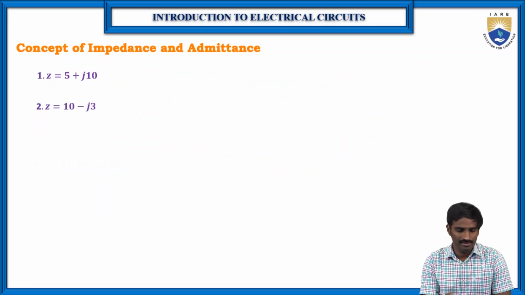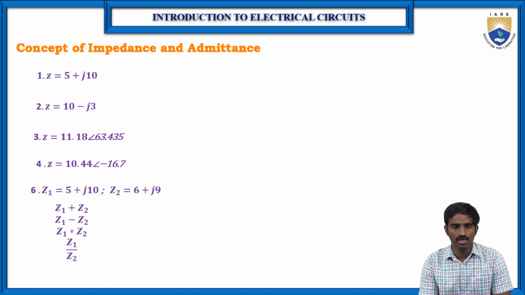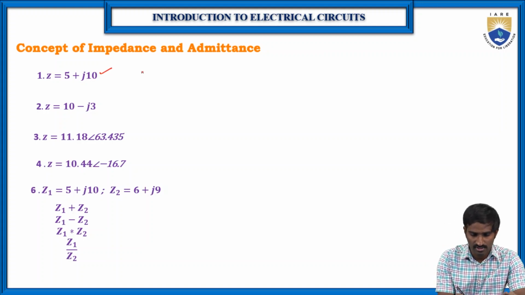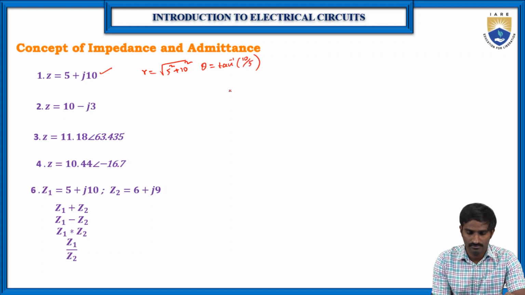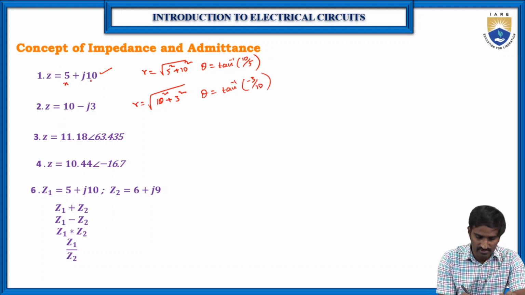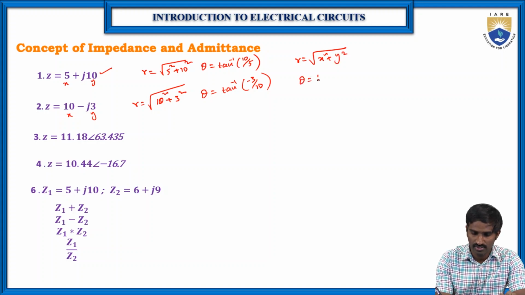Now I have mentioned some examples for your practice. You can go through and convert these. The first one is in rectangular form, so convert it into polar form. Here r is equal to square root of 5 squared plus 10 squared, and theta is equal to tan inverse 10 by 5. Similarly, here r is equal to square root of 10 squared plus 3 squared, and theta is equal to tan inverse minus 3 by 10. Here it is x and here it is y. As we know, r is equal to square root of x squared plus y squared and theta is equal to tan inverse y by x. So you just substitute.